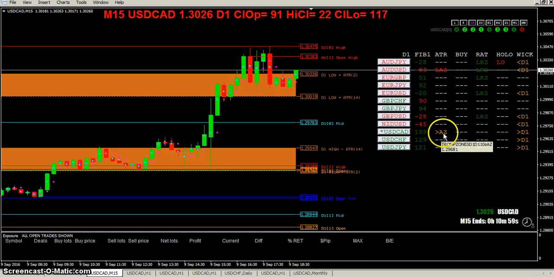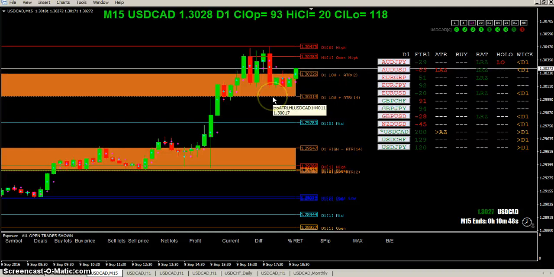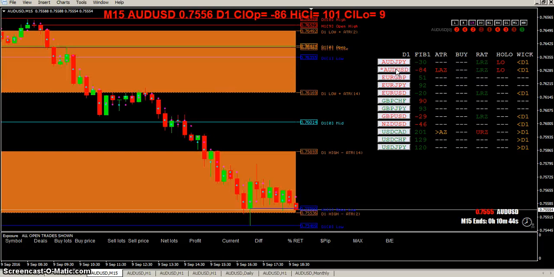And right here you can see the CAD is above the upper ATR zone. And what we do is we take the ATR for the upper zone and we add it to the daily low. So these zones are dynamic. They will move. Let's look over here at the AUD USD.